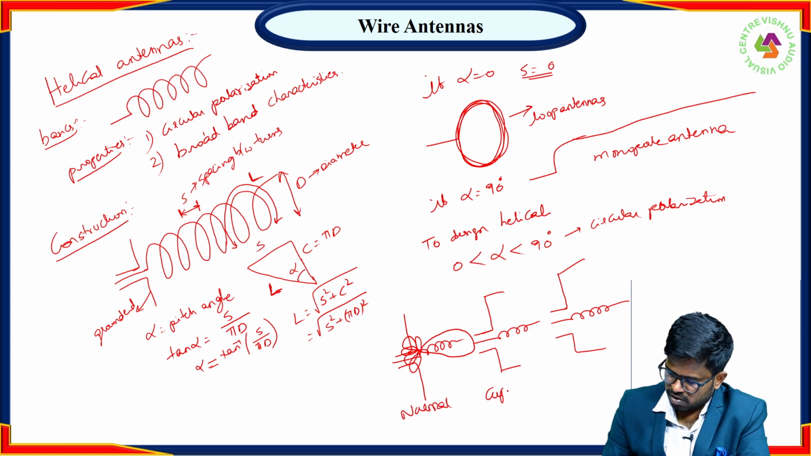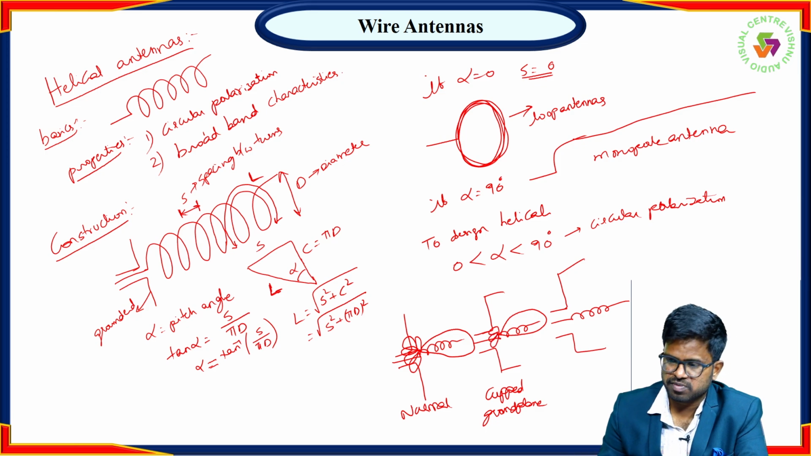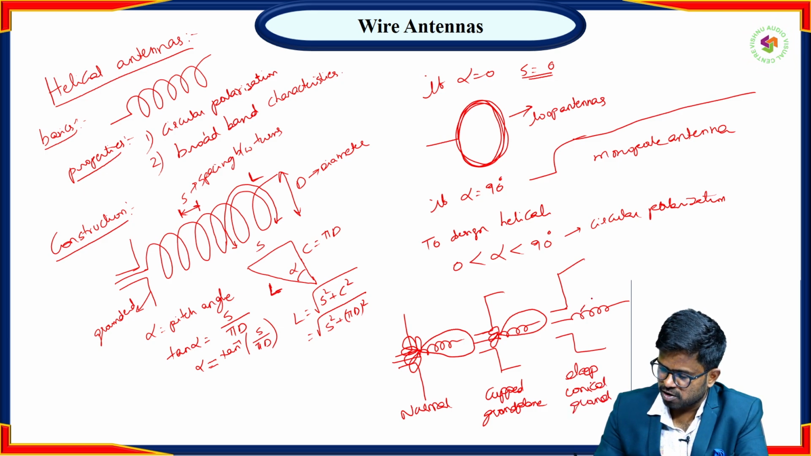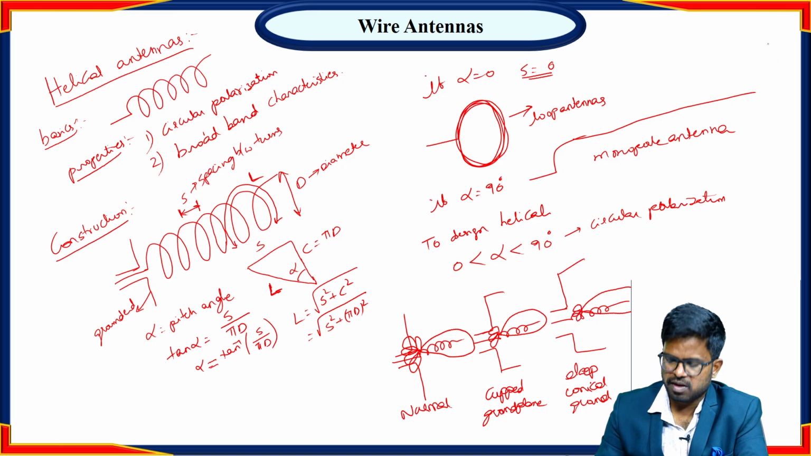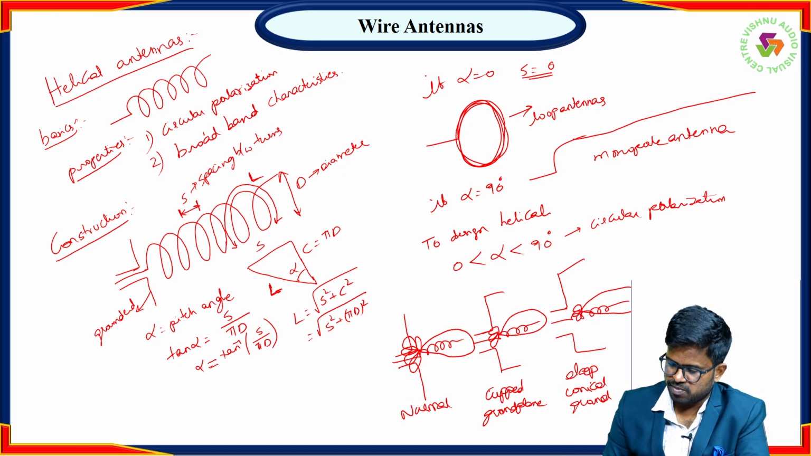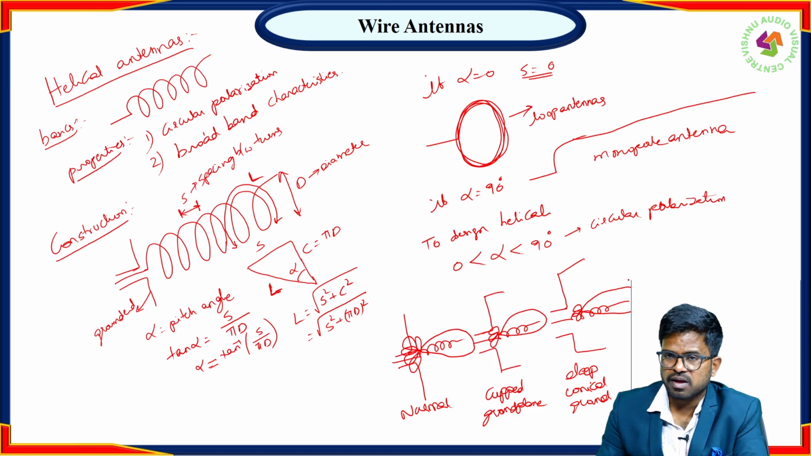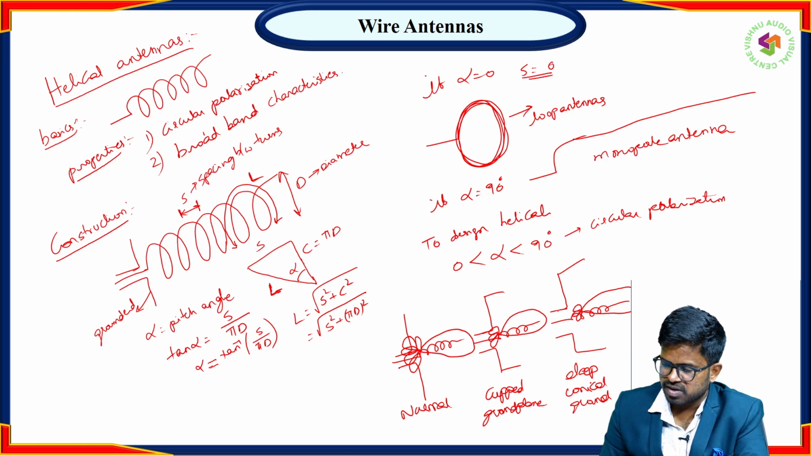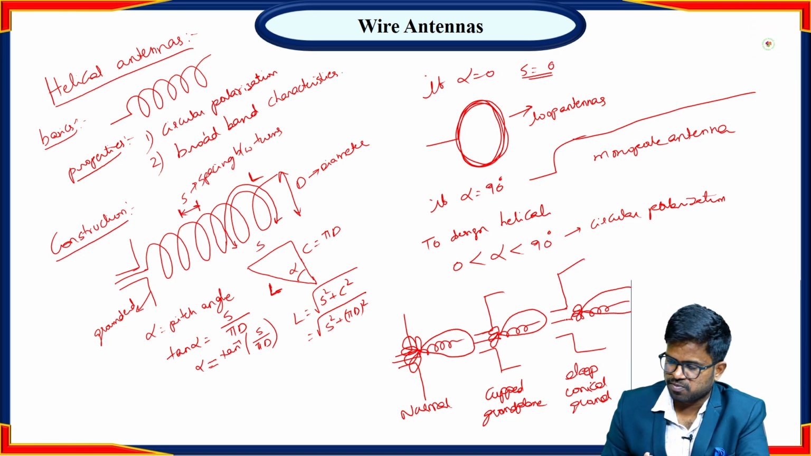When you take this cupped ground plane, you can reduce the side lobes. And this one is a deep conical ground plane. In this case, your side lobes will be further reduced. When you take normal, there are more side lobes. When you take the cupped one, side lobes can be reduced, and when you take the deep conical ground plane, your side lobes will be further reduced. Okay, and they are also used for the protection of the helical antenna.